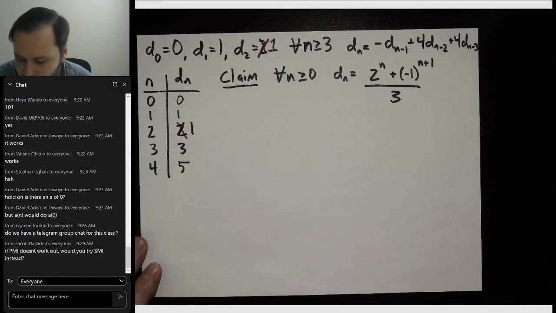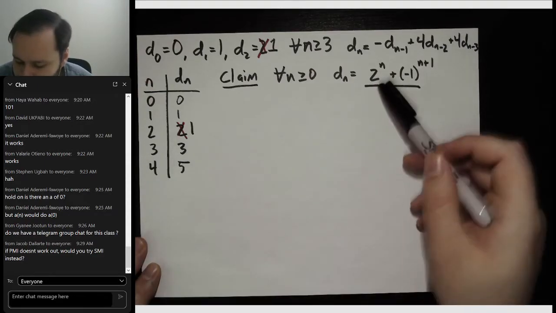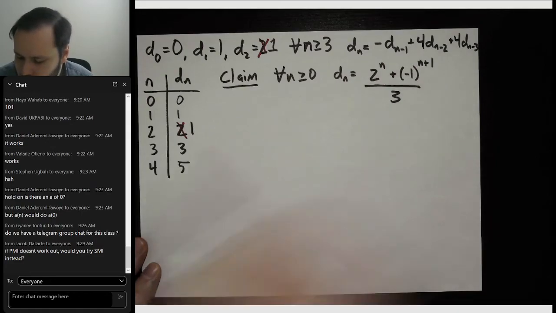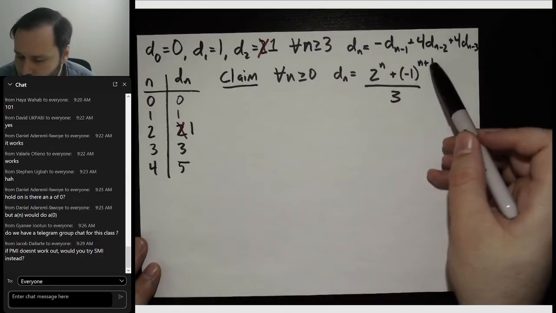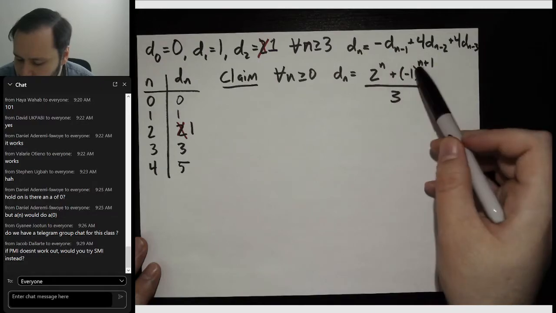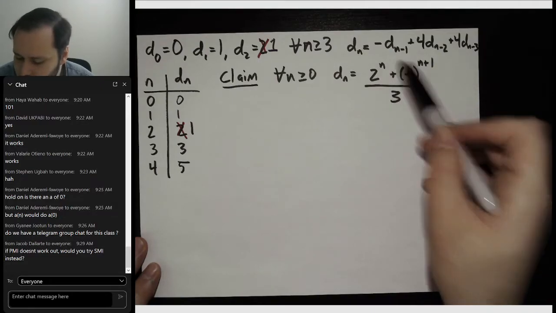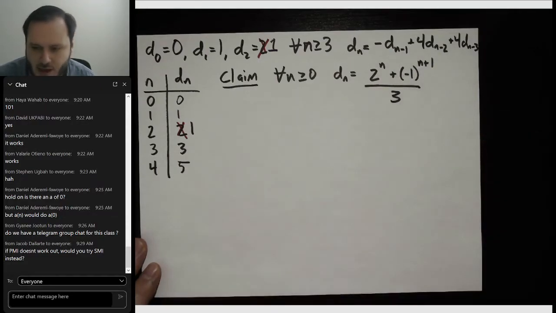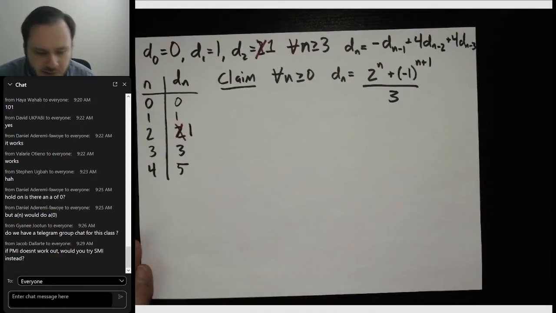Let's just try 3 for something different. 2 to the 3 is 8. 3 plus 1 is 4. Negative 1 to the 4 is 1. 8 plus 1 is 9. 9 divided by 3 is 3. That matches. So it's looking good.